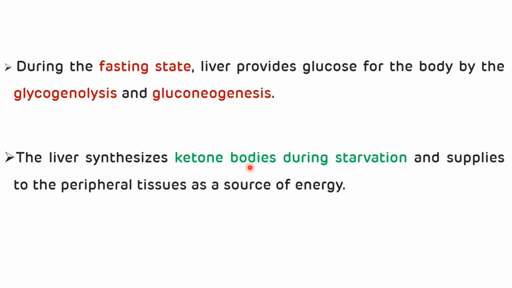Liver synthesizes ketone bodies during starvation and supplies them to the peripheral tissue as a source of energy. Remember, liver can synthesize ketone bodies, but it cannot utilize ketone bodies because it doesn't contain thiophorase enzyme for the utilization of ketone bodies. Now, role of skeletal muscle.